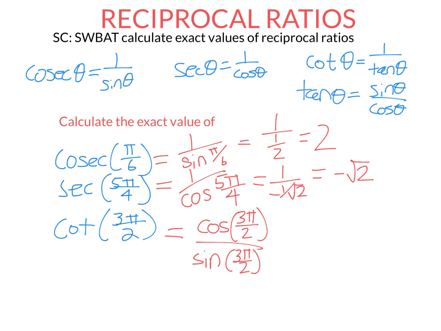So cos of 3 pi on 2 is 0. Sine of 3 pi on 2 is negative 1. Of course, 0 divided by negative 1 is 0. So cot 3 pi on 2 is 0.